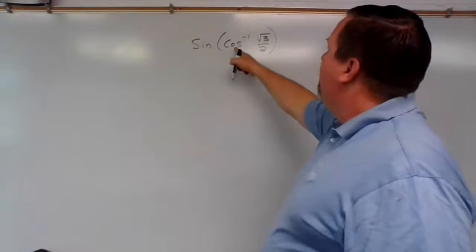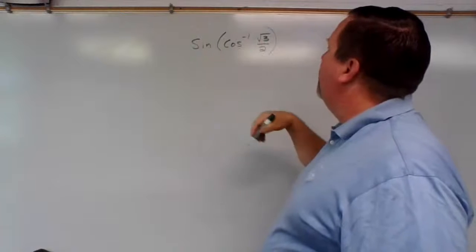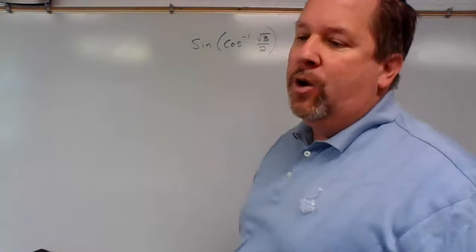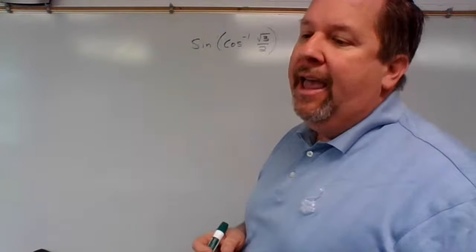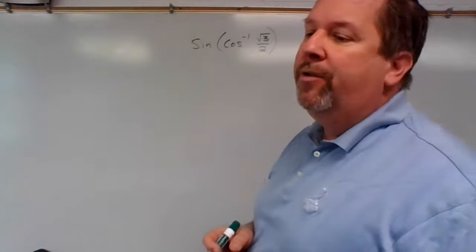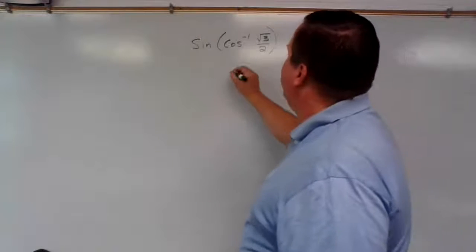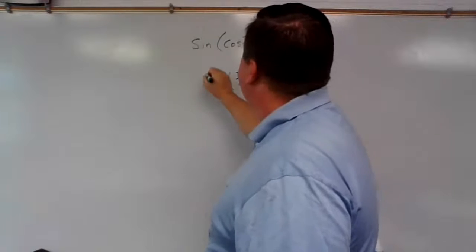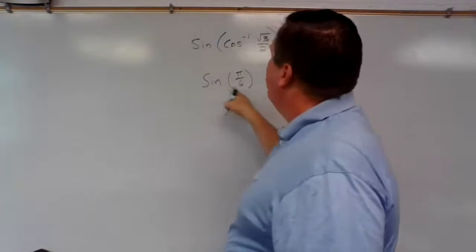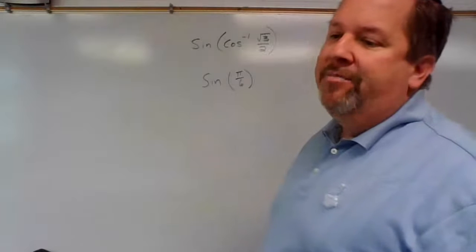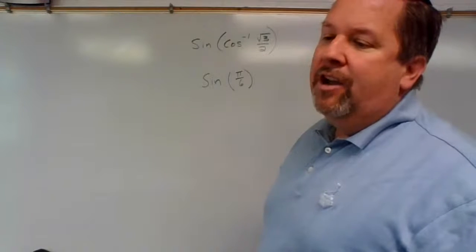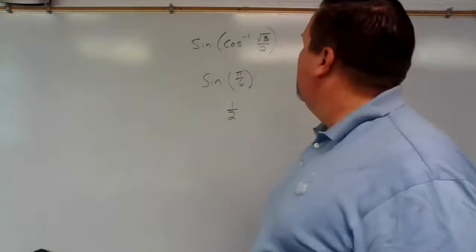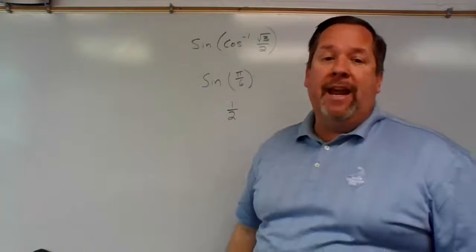This says arc cosine root 3 over 2. What's the angle whose cosine is root 3 over 2? I take a quick peek at my wheel and I'm like, oh, that angle is pi over 6. So I just fill that in the parentheses, pi over 6. And now the question becomes, what's the sine of pi over 6? Again, I look at my wheel and I'm like, oh, that's the y value, 1/2. So 1/2 would be the answer to that.